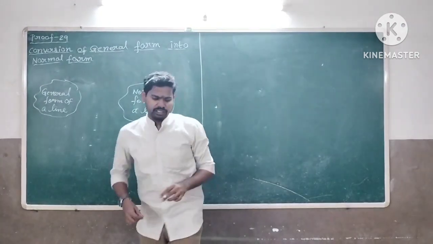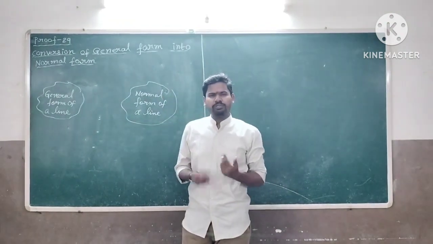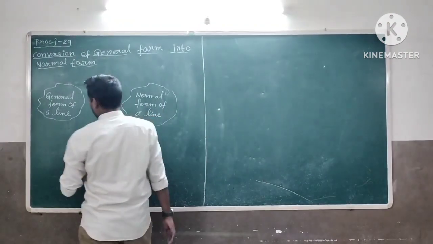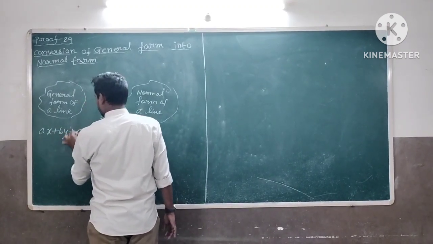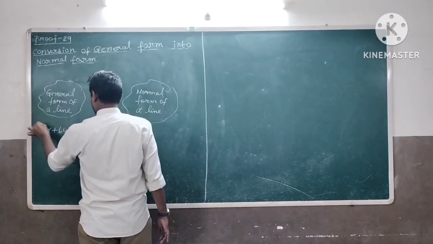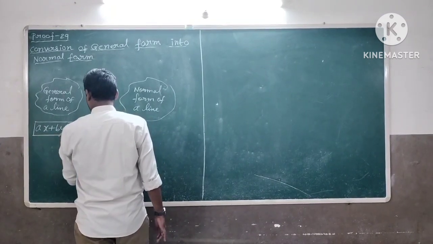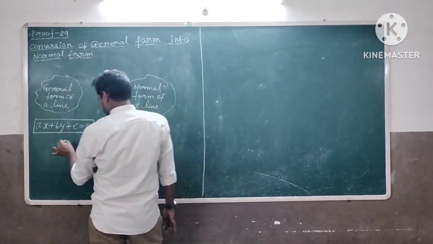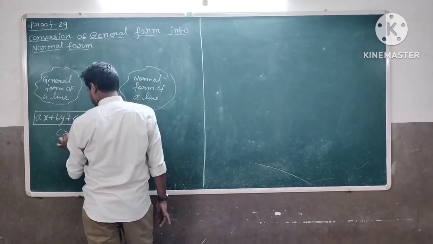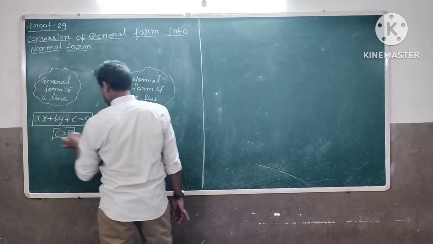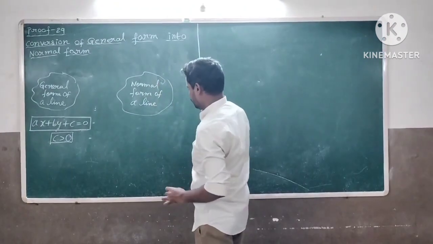In general, what is the general form of a line? The equation of the general form of a line is ax plus by plus c is equal to 0, if c is greater than 0.